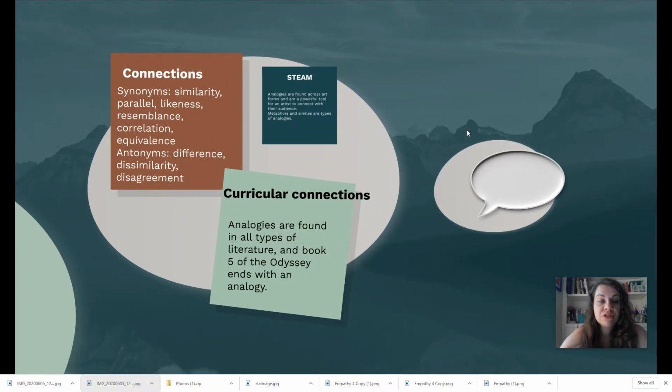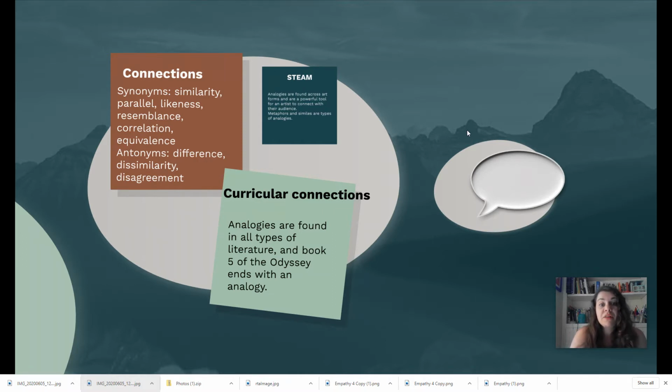All right, so some connections with analogies. It does have synonyms. Some synonyms include a similarity, a parallel, a likeness, a resemblance. Also correlation and equivalence. Antonyms are difference, dissimilarity, disagreement.